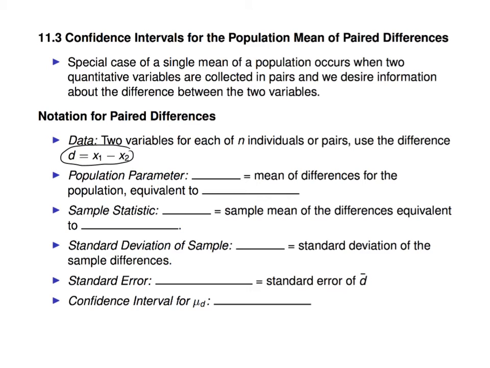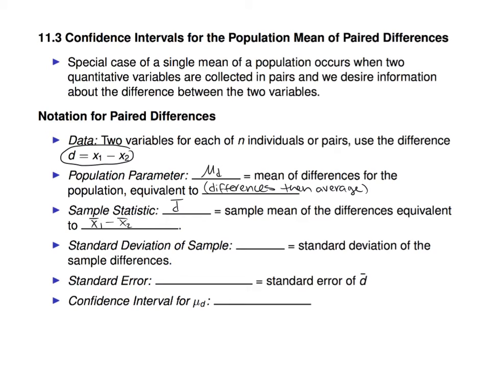So the population parameter, mu sub d, is the mean of the differences for the population. This means that you take the differences, then average. The sample statistic, instead of x bar, we just use d bar to emphasize that these things came from differences. And this is equivalent to taking the mean of the first group minus the mean of the second group.